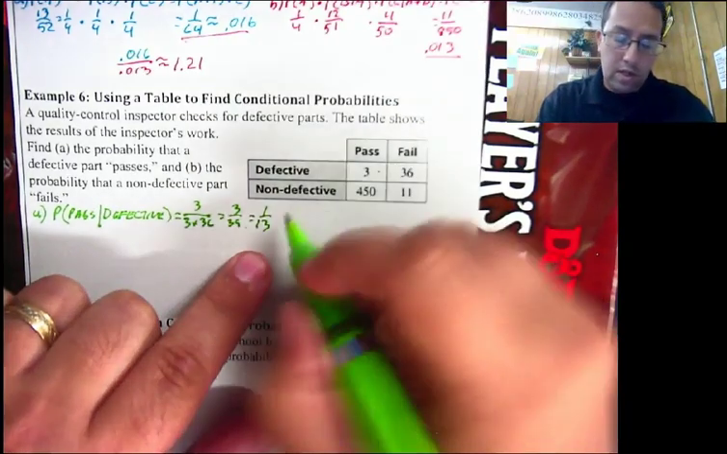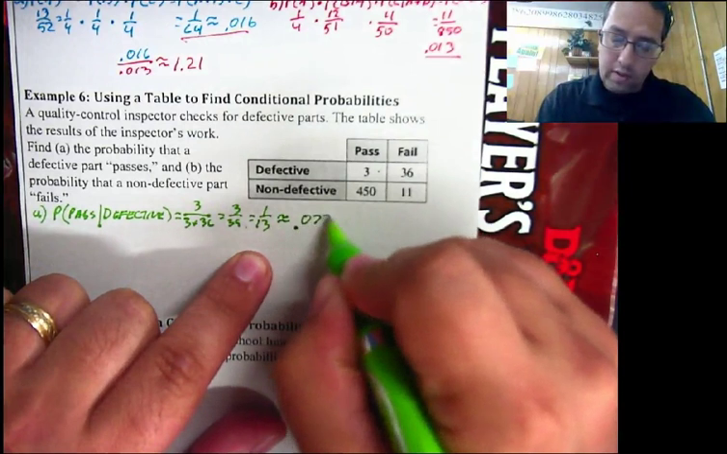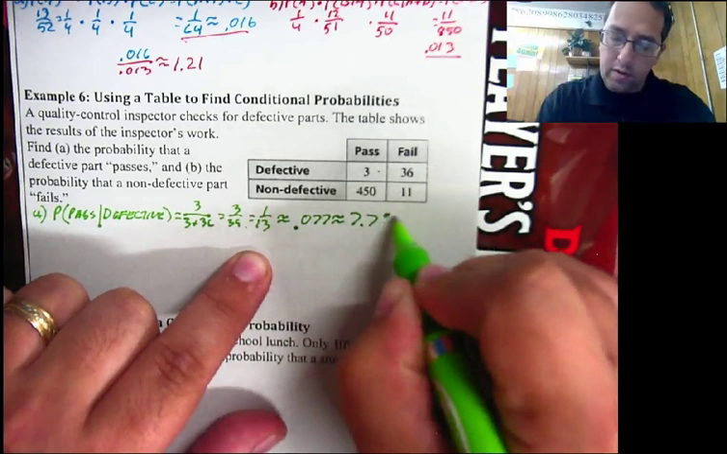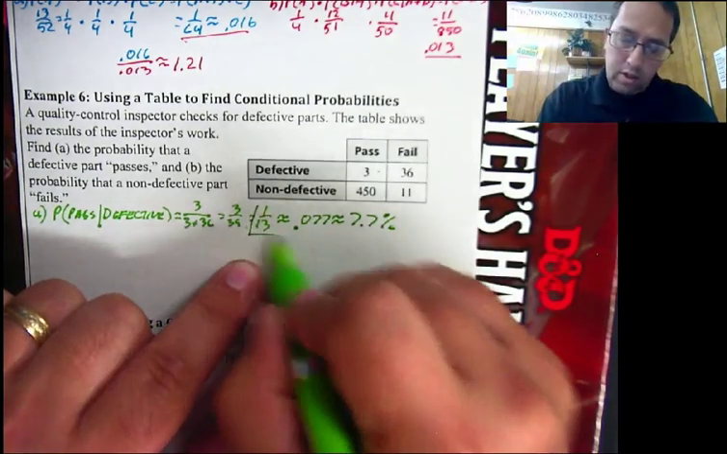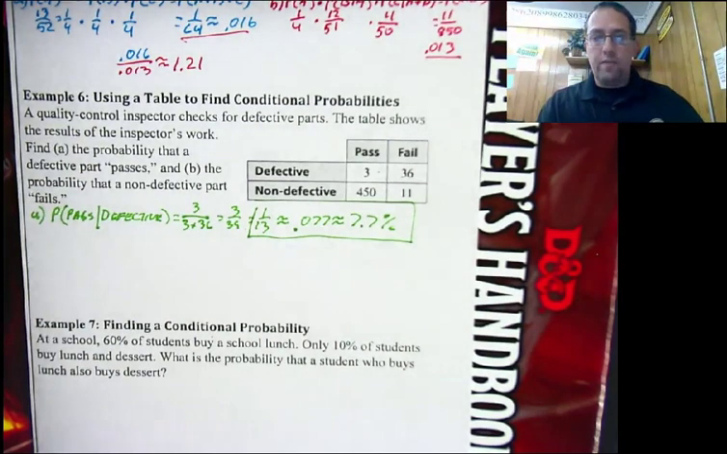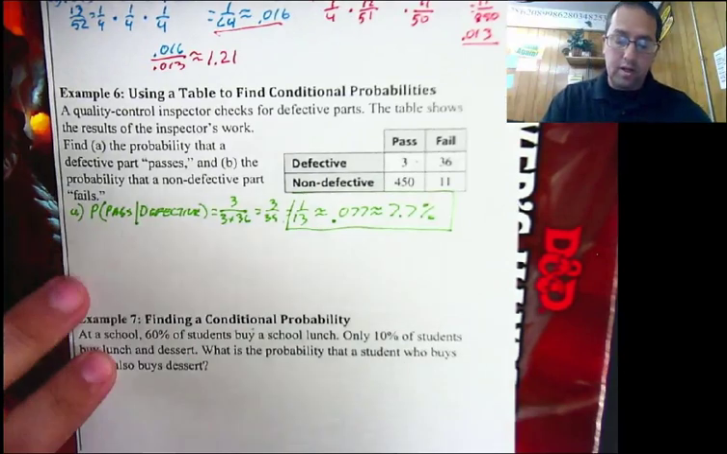That's the probability. For those of you who like it as decimals, this is 0.077, or as a percent, this is about 7.7%. All right, so that is the probability that something will be defective and will still pass inspection. Okay, so now let's look at it the other way.